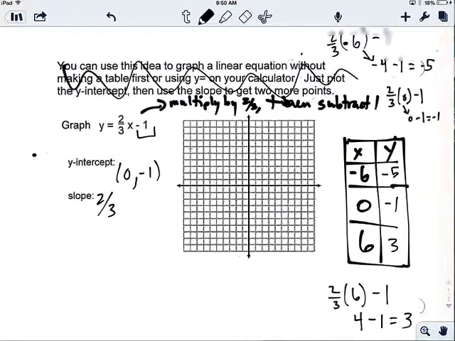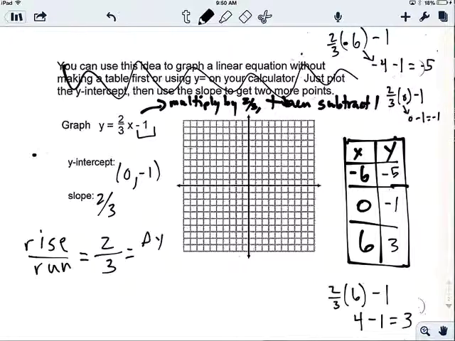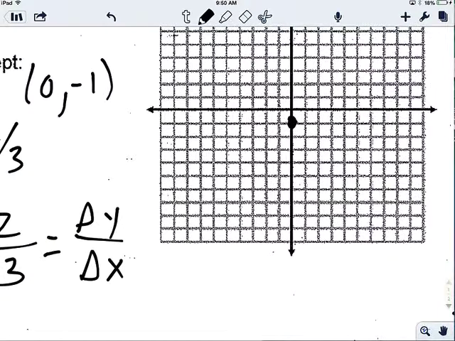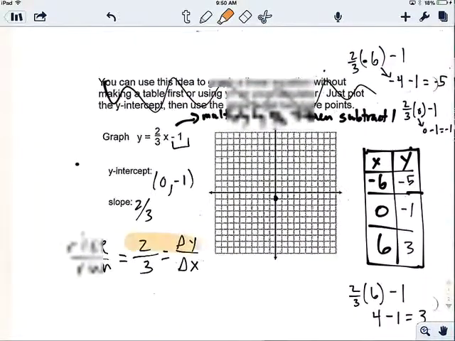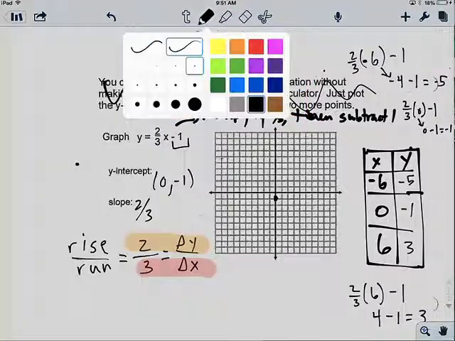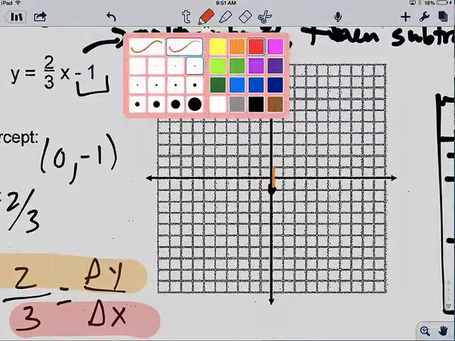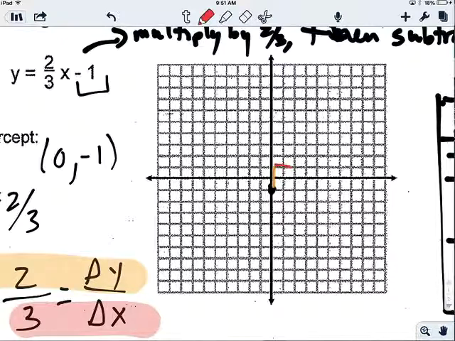And so I can actually use that information to graph, because the slope is the same as the rise over the run, and in this case it's equal to 2/3. Another way to think about that is the change in y over change in x. So I'm going to look at my y-intercept, which is at (0, -1), and notice that my change in y is 2 and my change in x is 3. And so from my y-intercept, I'm going to go up 2 and then to the right. I'm going to add 3 to the input, so that's over 3. And then I can make a new point.